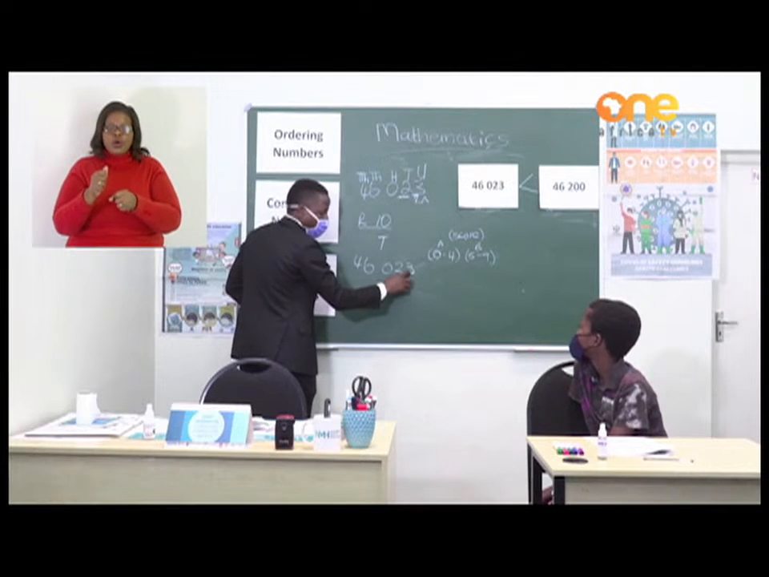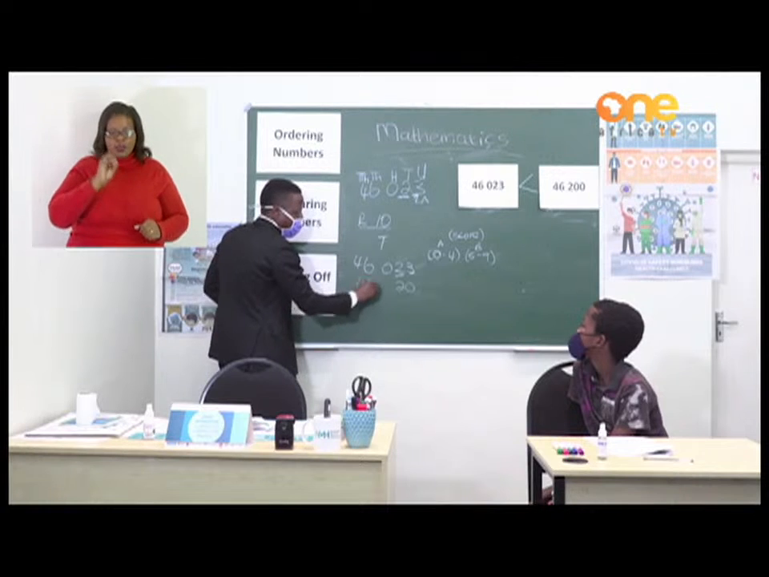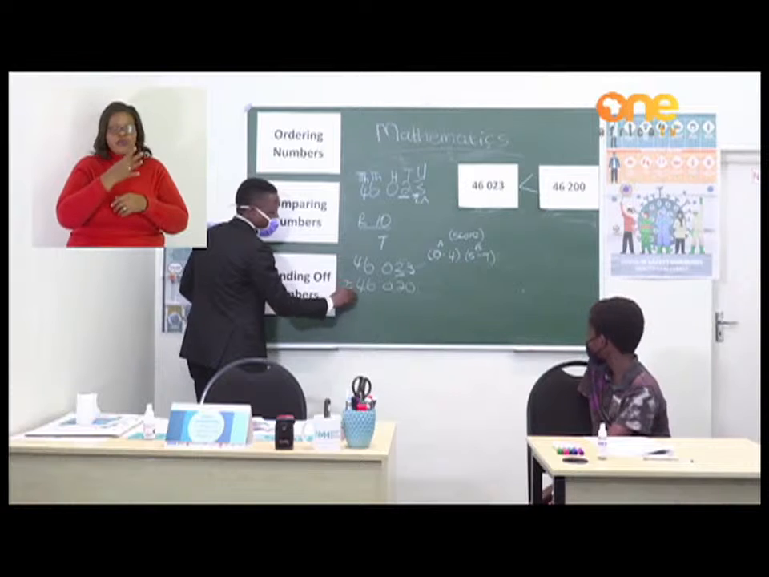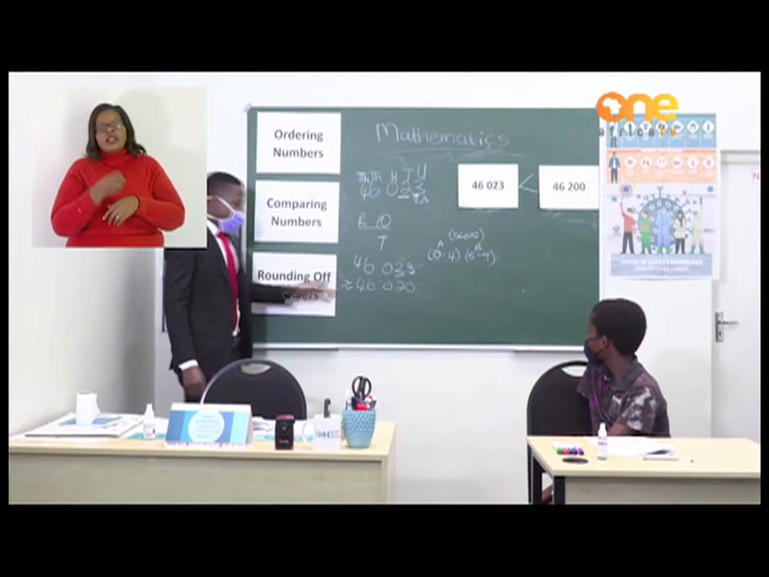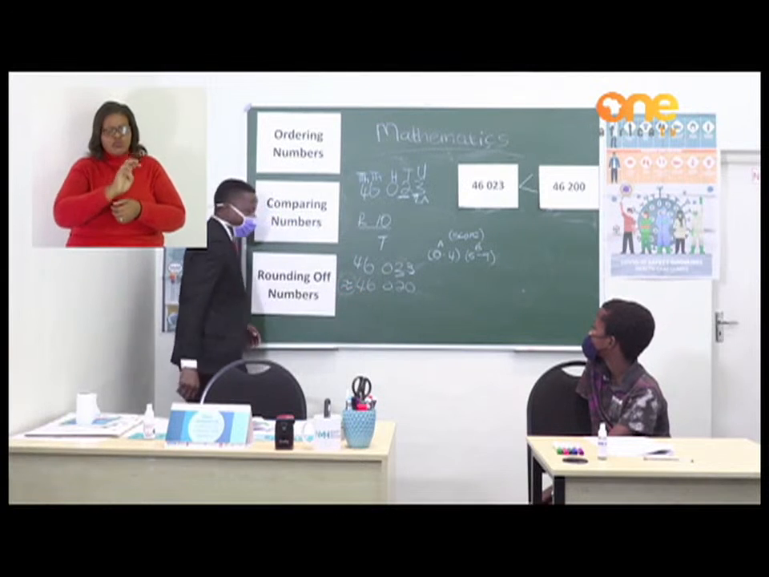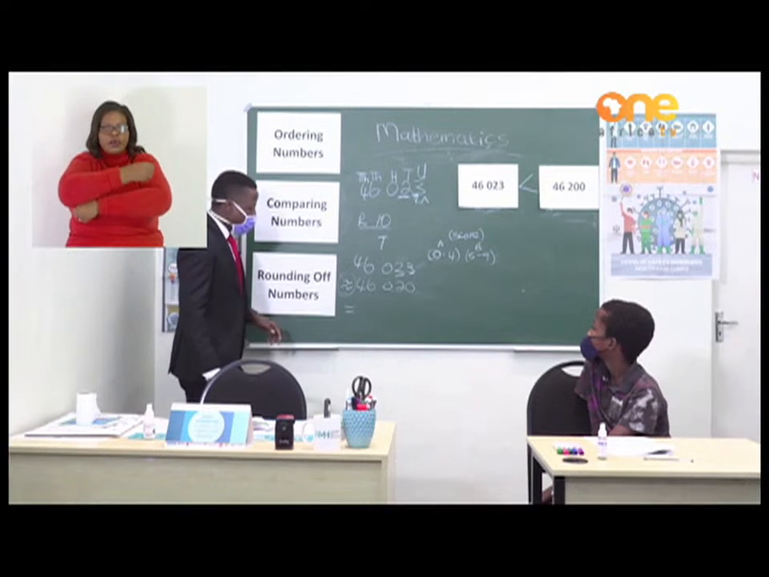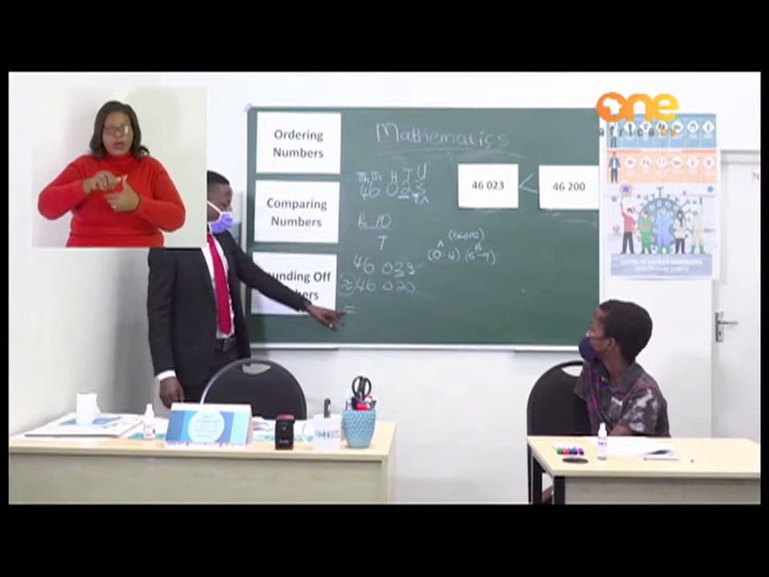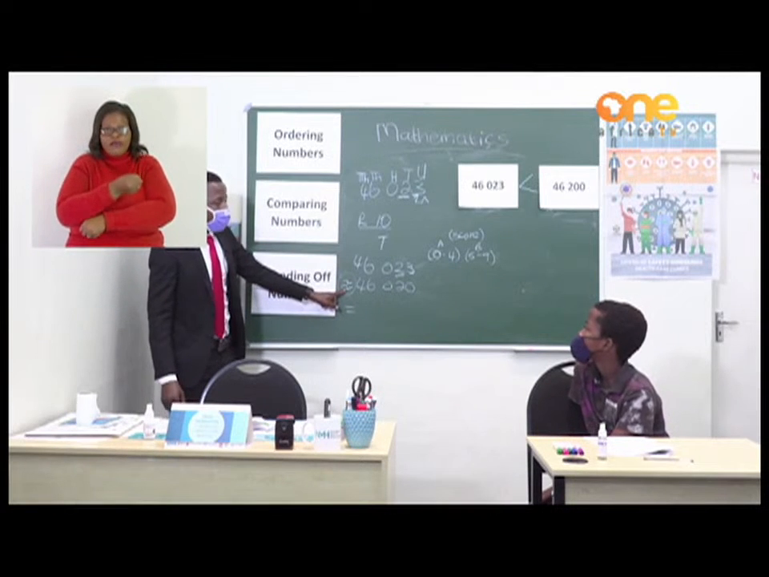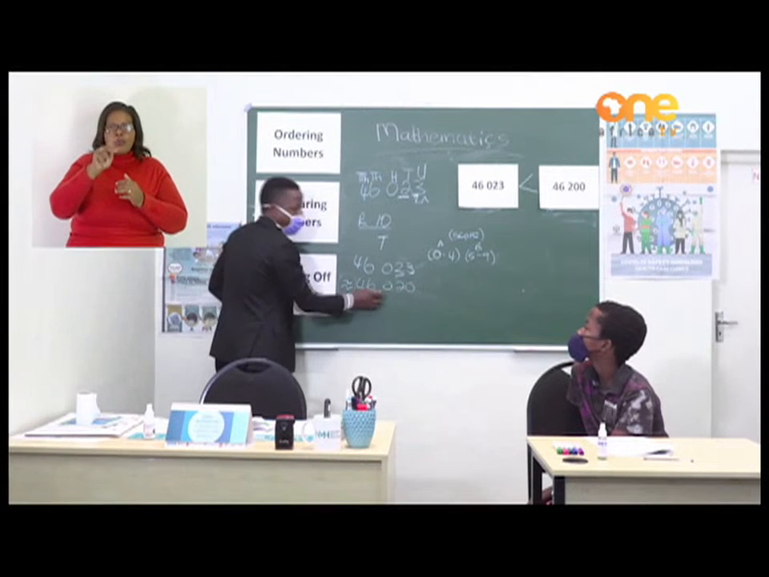In place of 3, I put a 0. The numbers that come before, I write them as they are. And this is your answer. Now, if you look at this sign which I just put here, it's not an equal sign. Remember about the equal sign, the equal to. This is called approximation. This is not an actual answer.